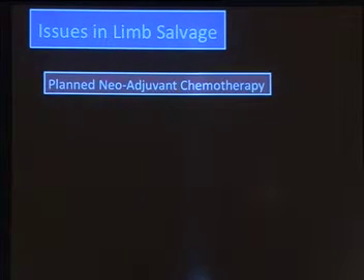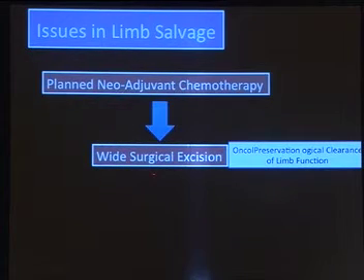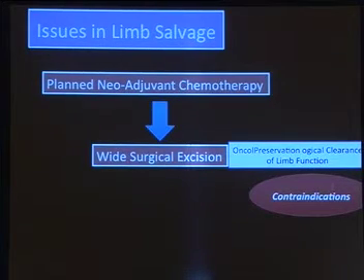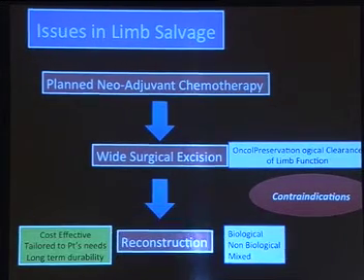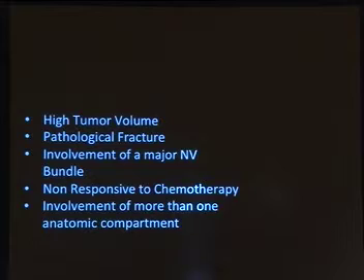Now, into limb salvage surgery, we are just going to repeat what we have spoken of through the morning. So after a planned neoadjuvant chemotherapy, you go for wide surgical excision. The two most important components of this wide surgical excision are that you preserve the function of the limb, at the same time achieve oncological clearance of the tumor. Of course, there are certain contraindications to this limb salvage surgery. And of course, that excision will be followed by reconstruction, which should be cost effective, tailored to the patient's need, and should have long-term durability. Now, there are many methods to do that reconstruction. It could be biological, it could be non-biological, it could be mixed biological and non-biological.